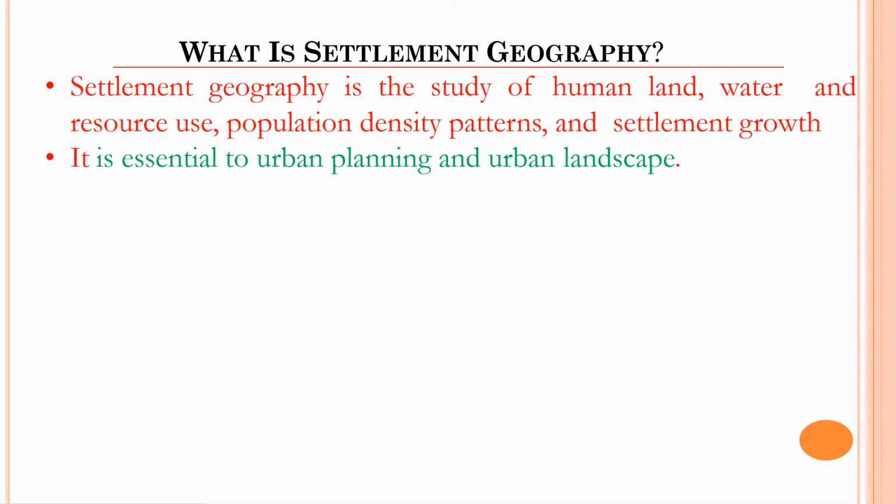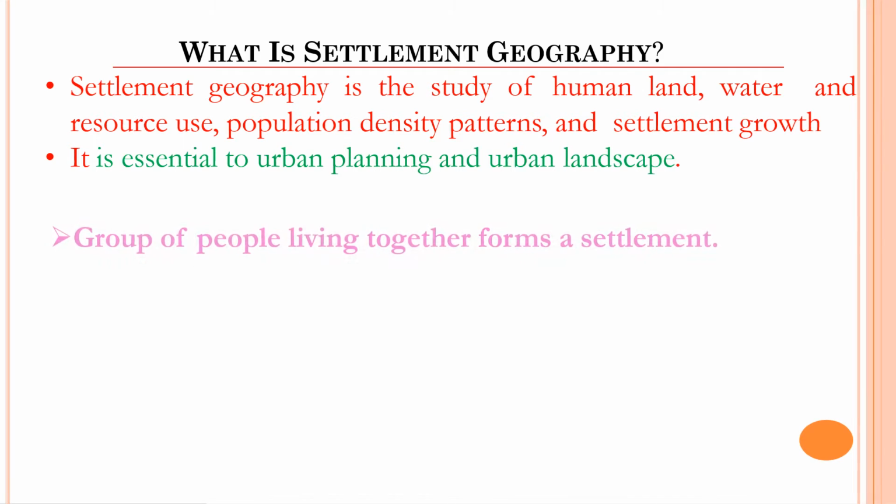Settlement geography is the study of human, land, water and resource use, population density pattern, and settlement growth. All these concerns are studied in settlement geography. It is essential to urban planning and the urban landscape.